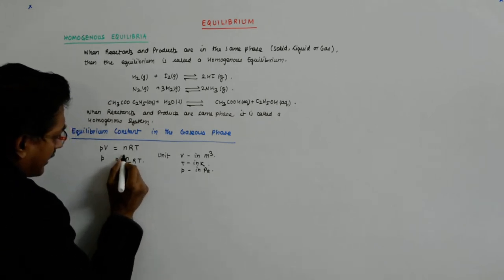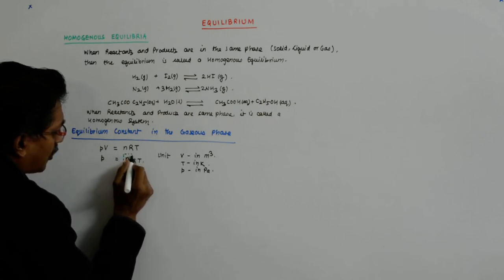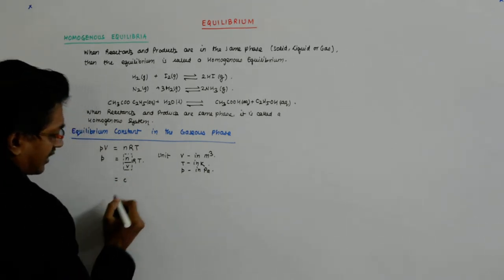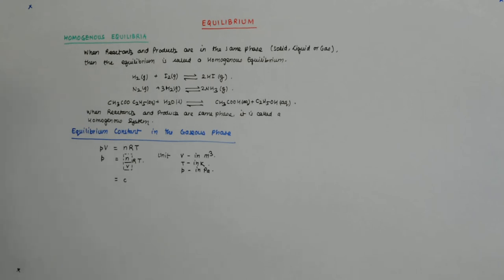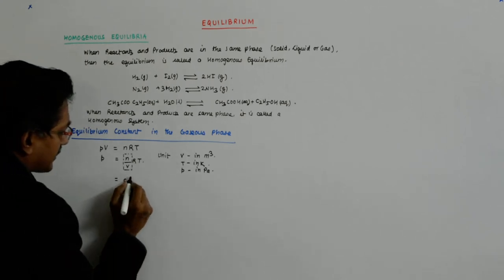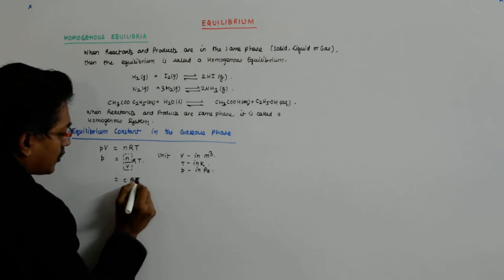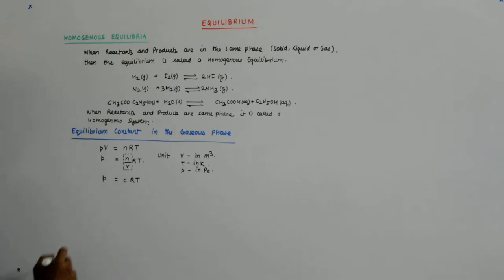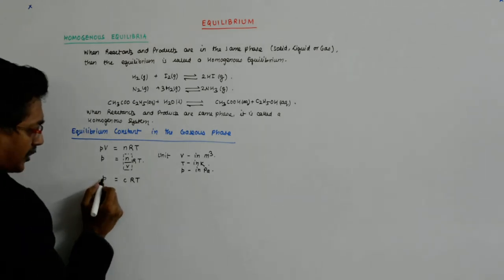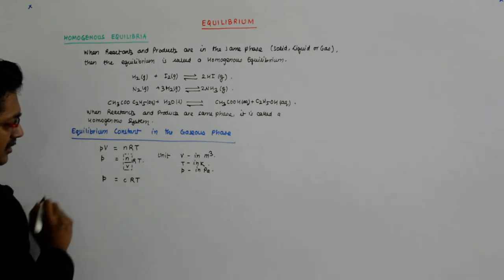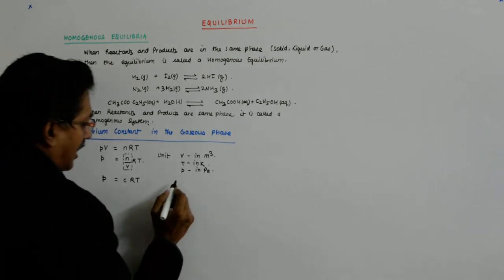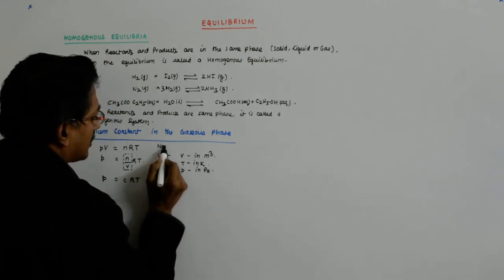If I put this in mole per liter and call it C, the concentration, into R into T, and try to put P in bar. So this is the normal unit.